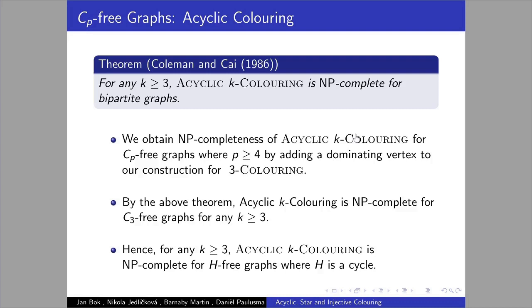So by adding a dominating vertex in this construction, we get NP-completeness for cyclic k-coloring for H-free graphs where H contains a cycle of length at least 4. And then we use the theorem of Kamiński and Chi to cover the triangle-free case for k at least 4. Putting this all together, we get that for any k at least 3, cyclic k-coloring is NP-complete for H-free graphs where H contains a cycle.